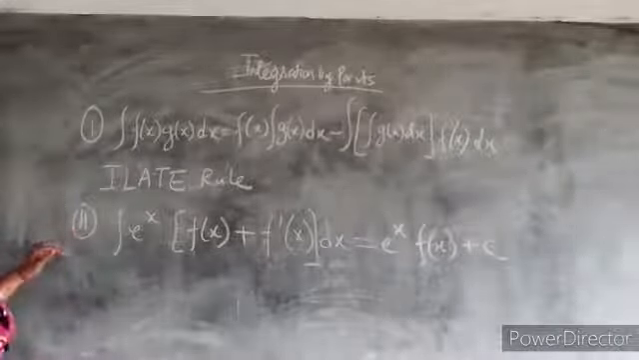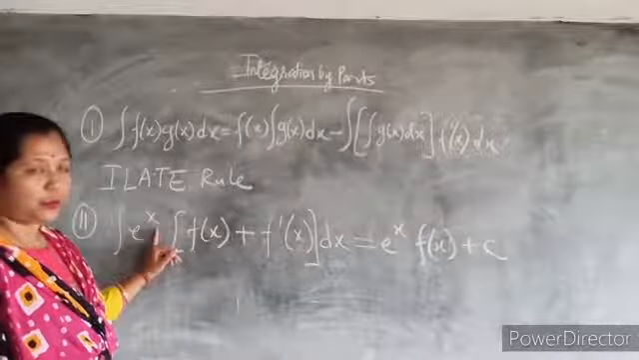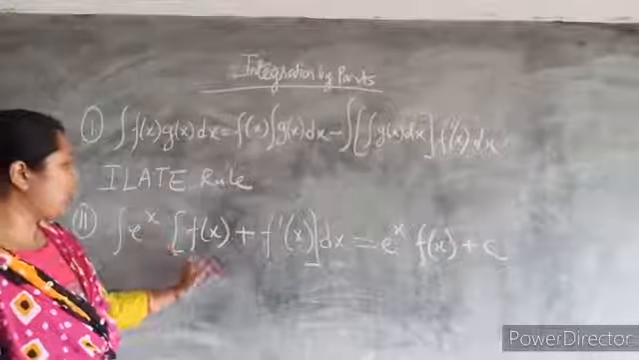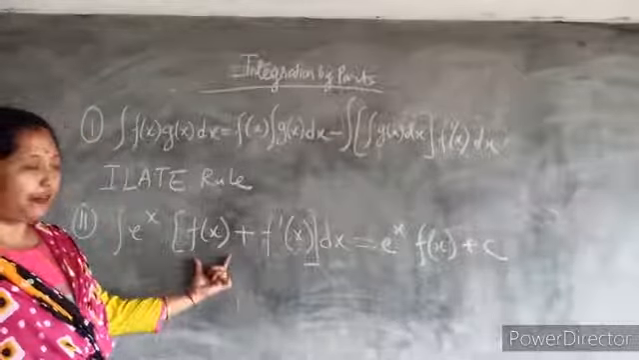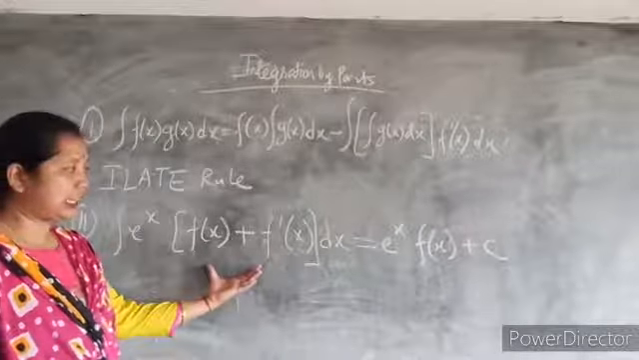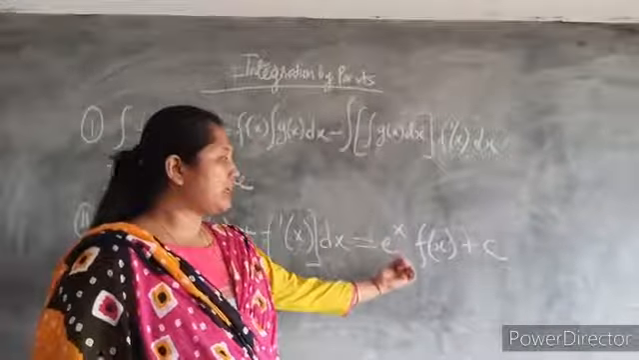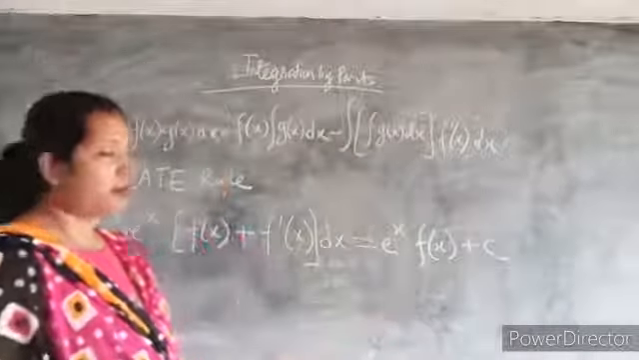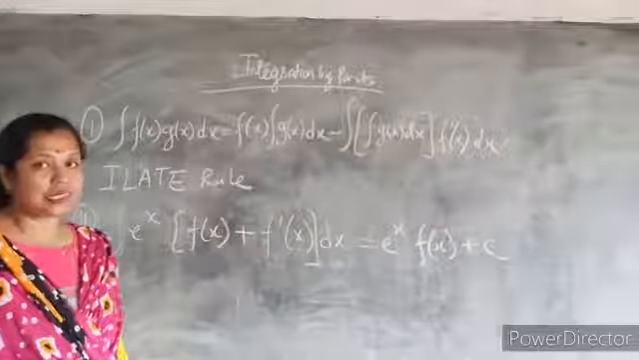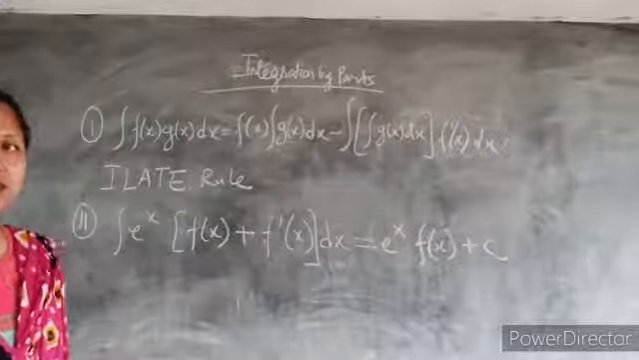Okay, so formula number 2 is integration e to the power x, that is exponential e to the power x, into f of x, that is the function with its derivative of this function. If the first function and its derivative are together, you can apply the direct formula, and the answer will be e to the power x into f of x plus c. Based on these two formulas we are going to solve some sums.